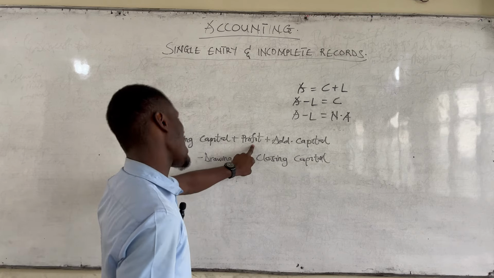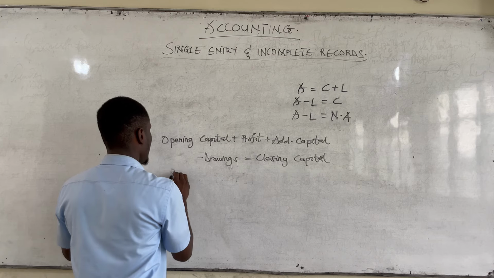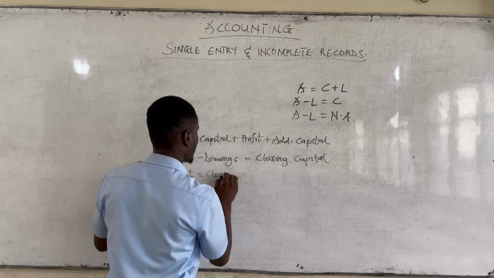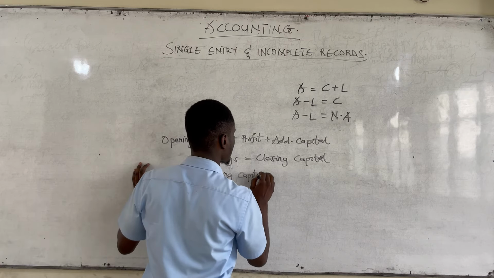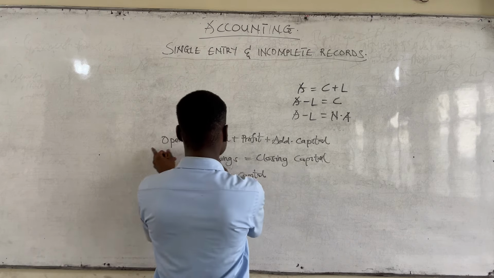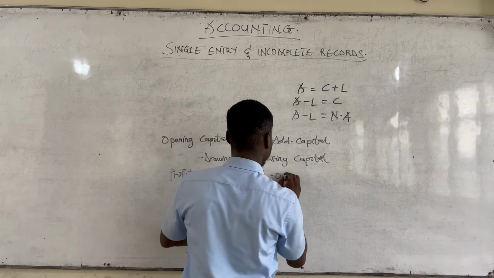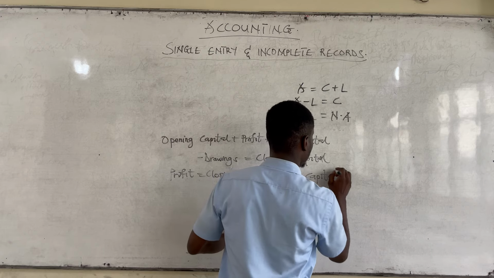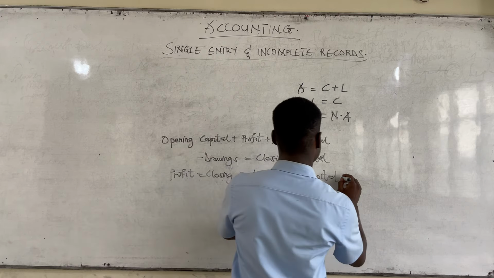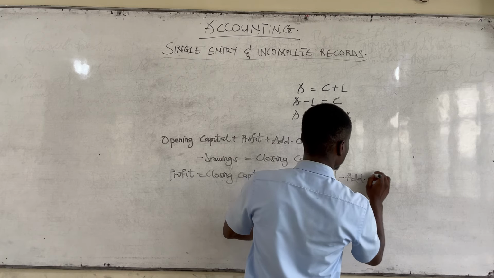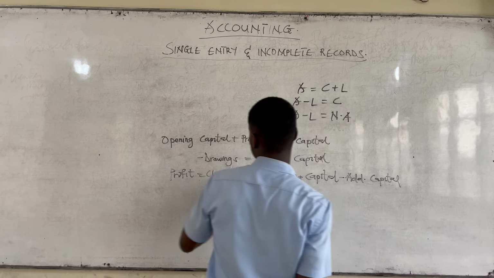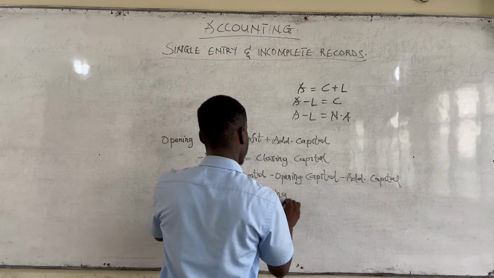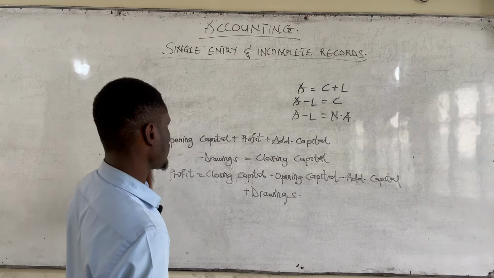So with this, when we want to find our profit, we can simply change the subject. Our profit is equal to our closing capital, then this will come here and turn to a negative sign, so minus our opening capital. This will come here, minus our additional capital. And this will become positive, so plus our drawings. So this formula has to be in your mind.